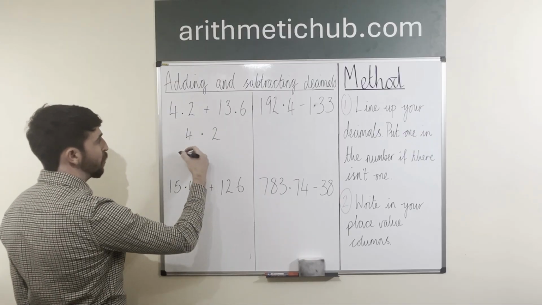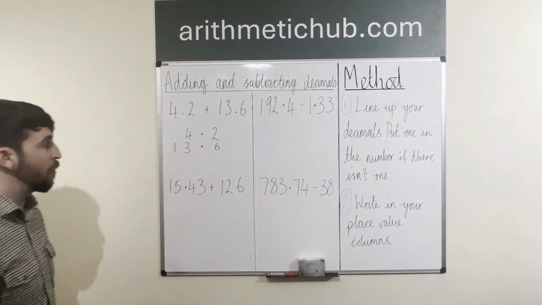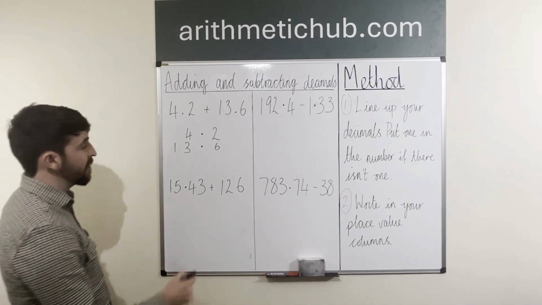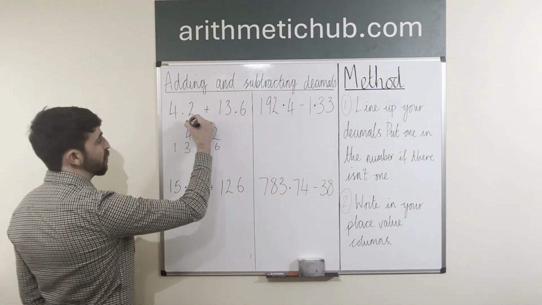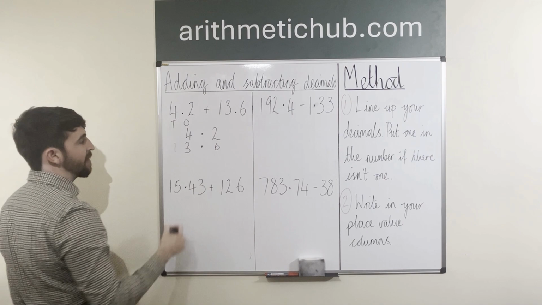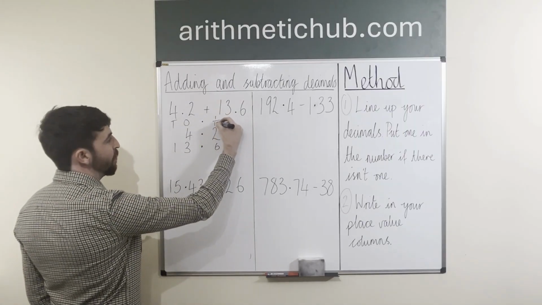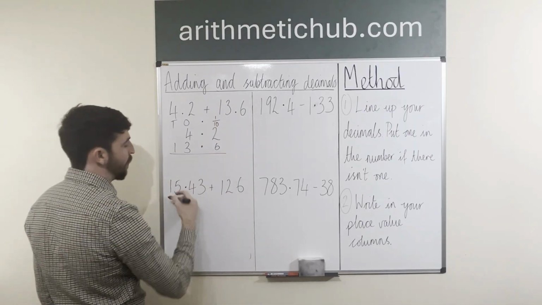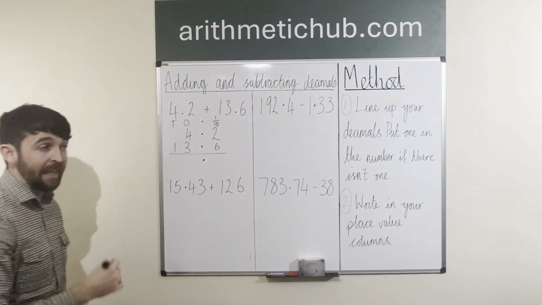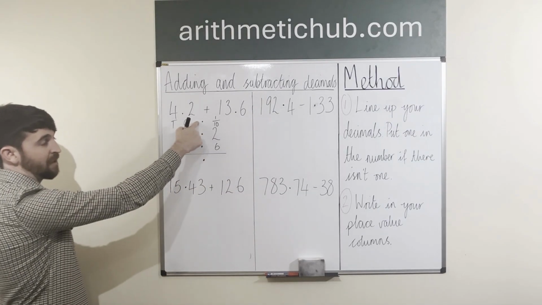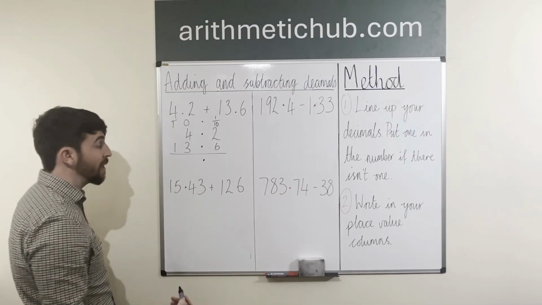So 4.2 add 13.6. So we've lined the decimals up. The first thing we need to do is make sure that the decimal is in the same place value column, okay? So I always start by doing the ones and the tens over here. Decimal gets its own place value column, and then we've got our tenths over here. And now we can add them up. But what's really important is you line that decimal place up in the answer as well. So you've got your decimal place in your place value columns, your decimal place in the two numbers that you're adding together, and your decimal place in your answer.